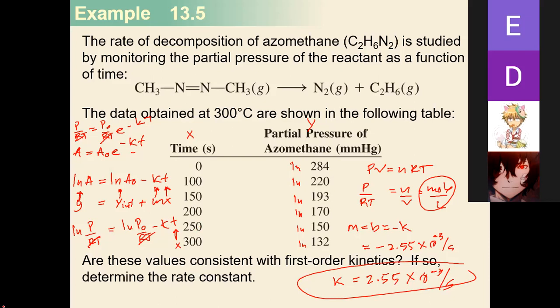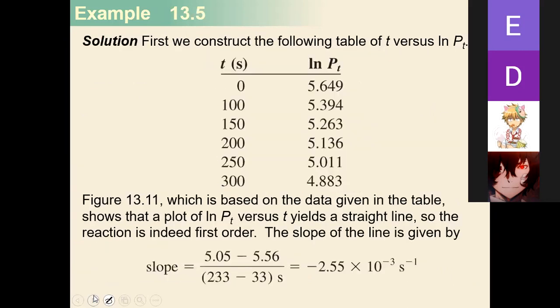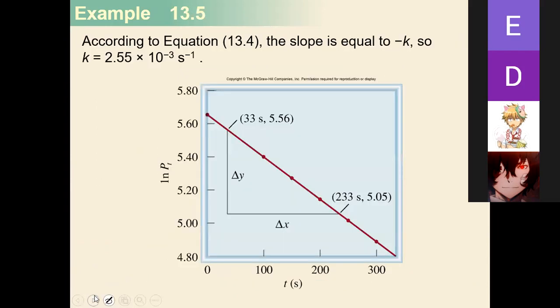Very good. Okay, so that's it. Ganyan lang naman yung mga problems sa first order. So with this, we'll proceed with the second order. So ito yung sagot: 2.55 times 10 to the minus 3. And then this is the slope. So the rate constant is equal to the negative of the slope, 2.55 times 10 to the minus 3 per second. Questions, clarifications?